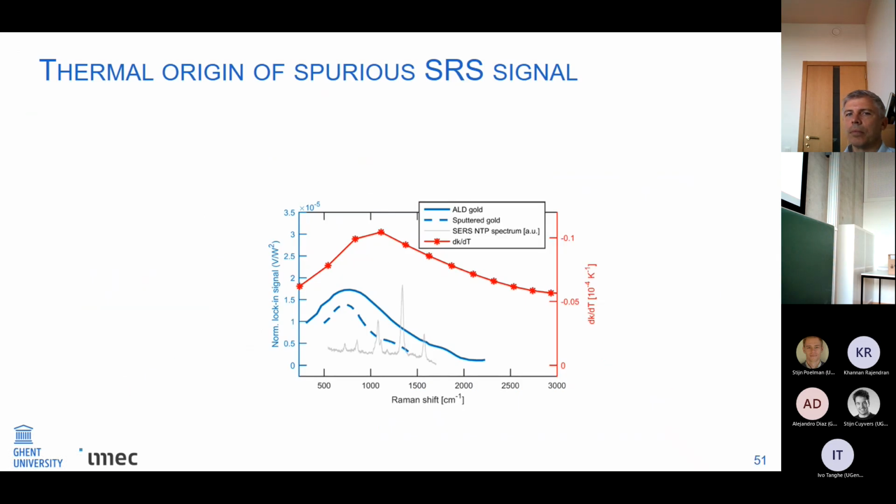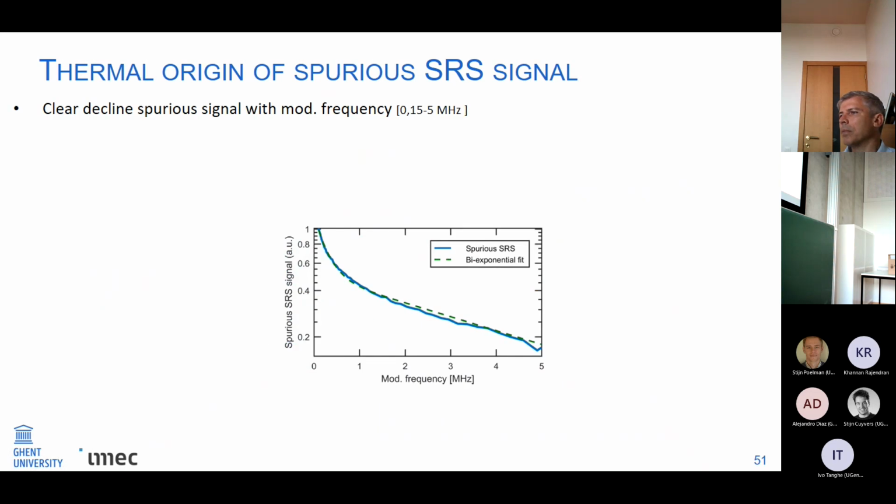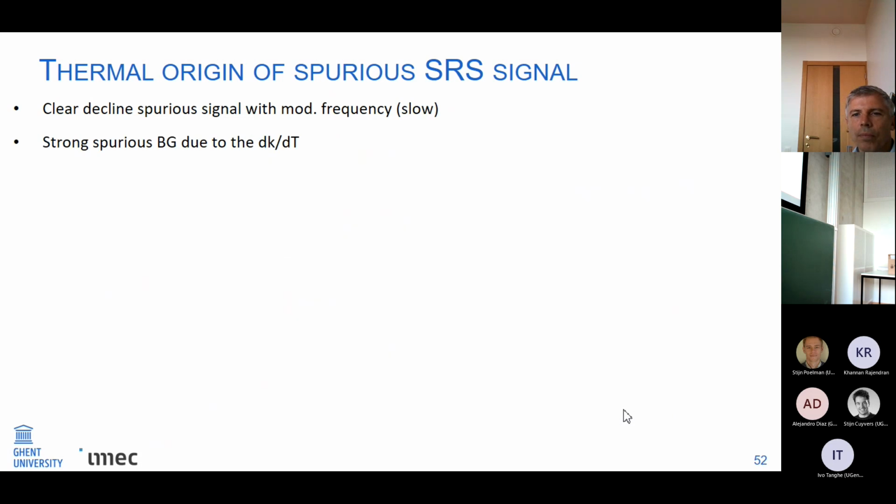So then I further had to confirm the thermal origin of this spurious SRS signal. And then what I did was actually increase the modulation frequency, and then I could see that the spurious signal has a clear decline with the modulation frequency, which points to the fact that we're looking at a slow effect, such as the thermal effect, while those other effects like cross-phase modulation, two-photon absorption, transient absorption are considered faster electronic effects in short lifetime.